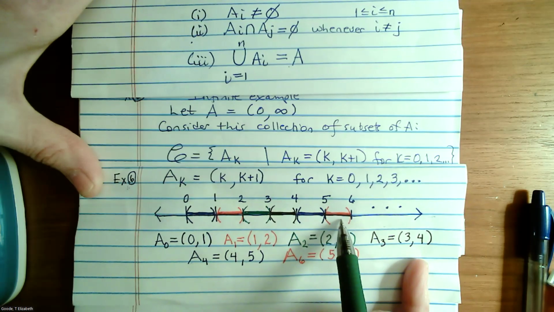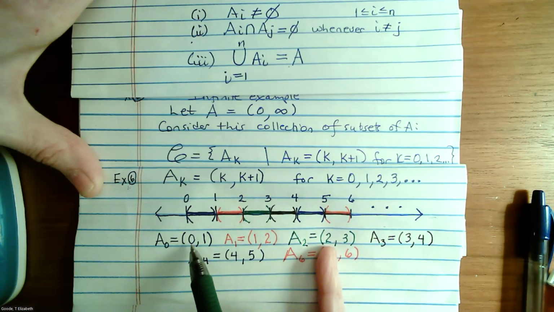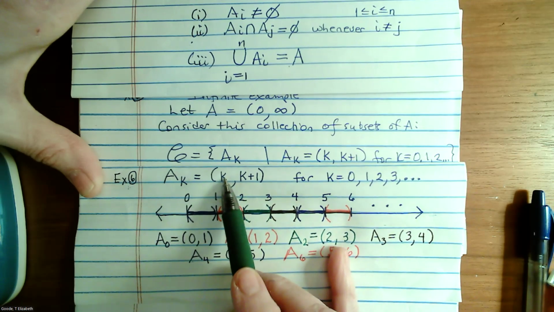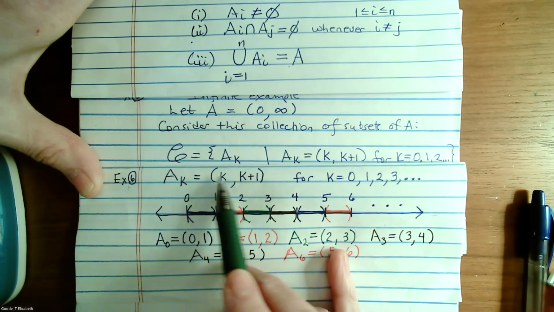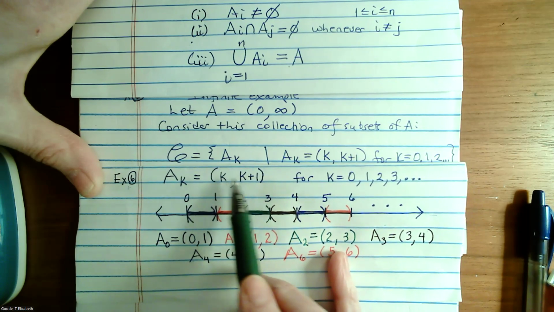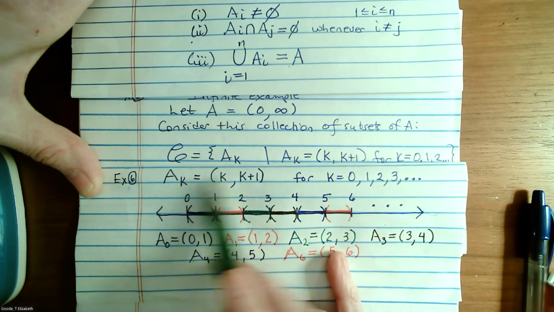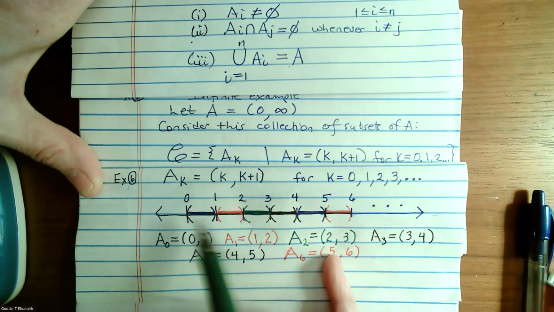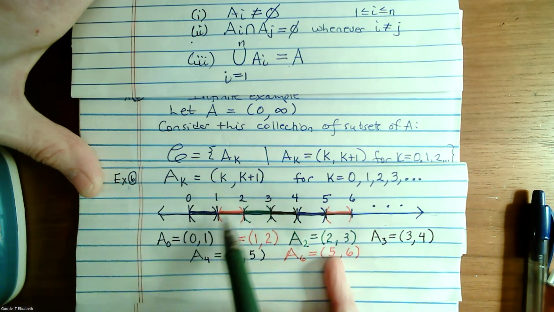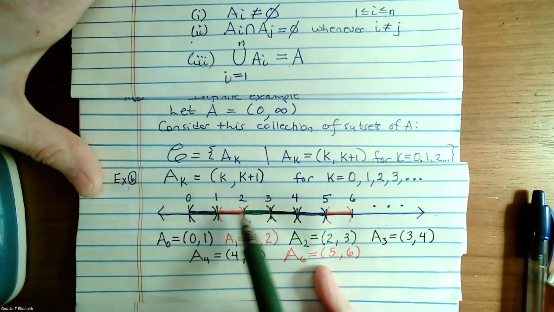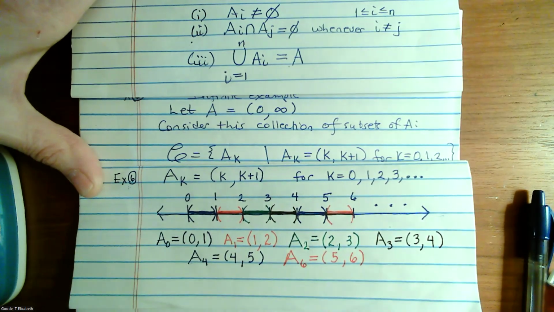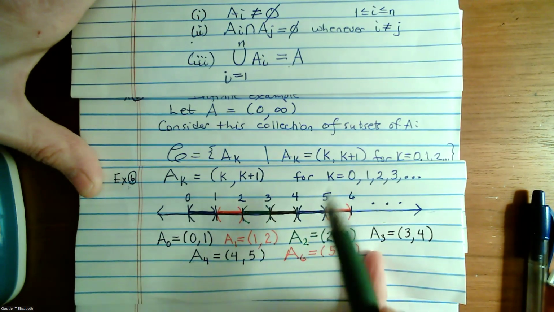And in fact, you could argue that for A sub k, the number (k plus 1) divided by 2, the number that's right in the middle, the average of these two, is an element of A sub k. There's a number in the middle of each of these, the average. Like 0.5, 1.5, 2.5, whatever. All right, so they're each non-empty.